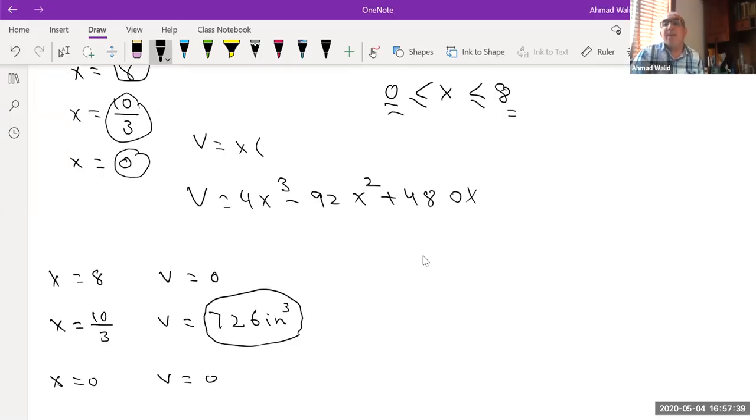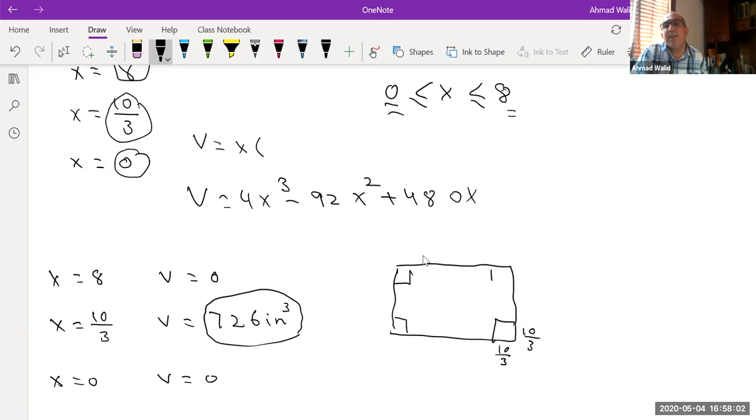What does it mean? You can have the maximum value if your cut is like what? If your cut is here 10 over 3, which is 3 1/3, right? Here 10 over 3. Same thing on this side, and this side, and this side. If you do a cut like this, you will get a box with the maximum volume of 726 cubic inches. Interesting?